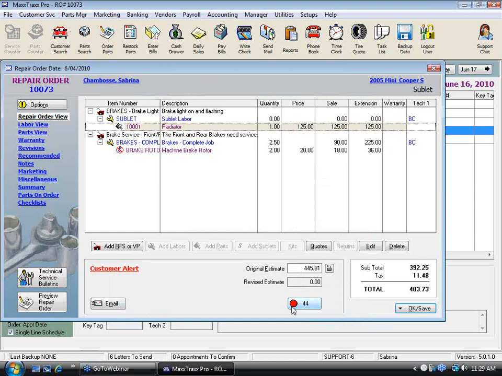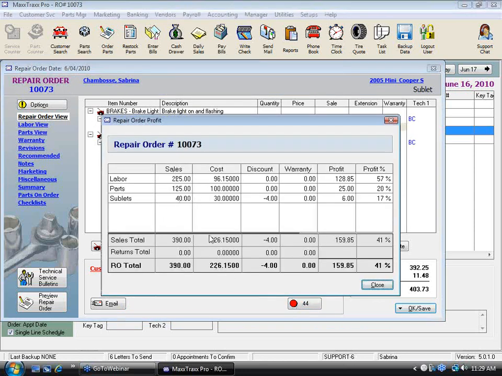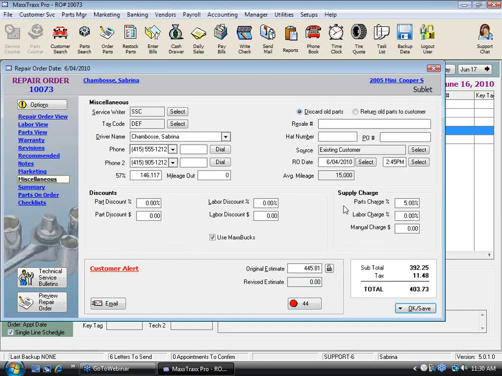And then our main one, which again, if I click this button, here we go, I do get a breakdown: my sales, my costs, any discounts, anything in here. This tells me my profit dollar amount, so I'm profiting 159 bucks on this ticket, and I'm at 41% profitability. So what's interesting, this is 41%, this is 44. Why? Because I have, under miscellaneous, I have a sublet.